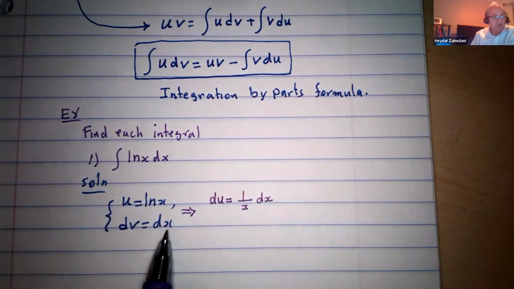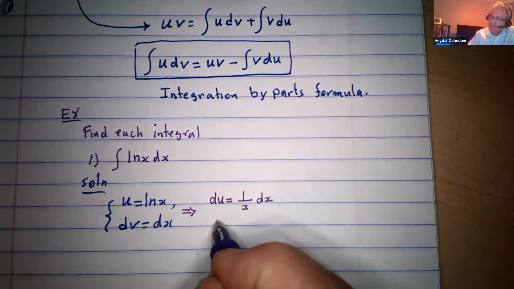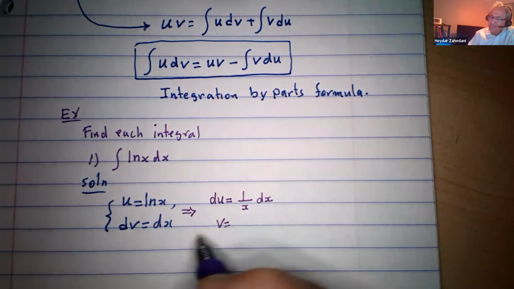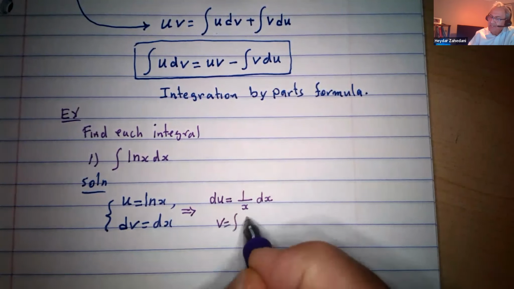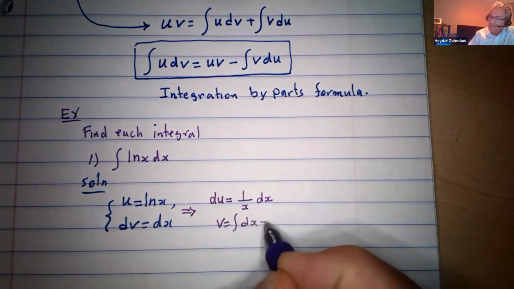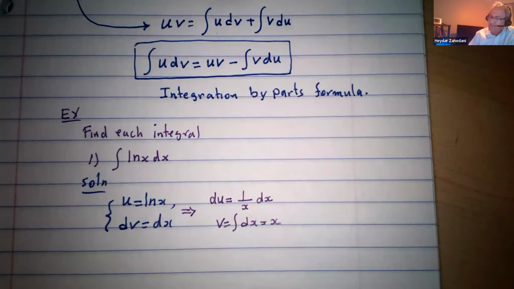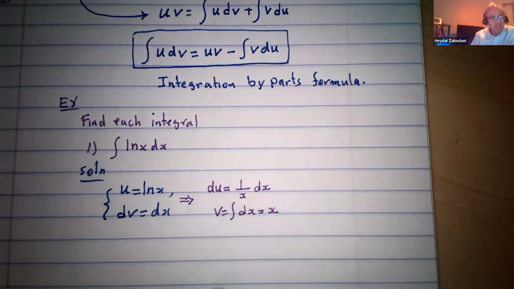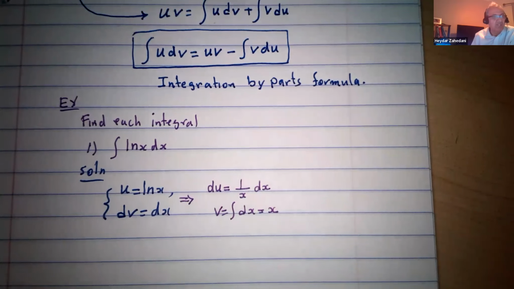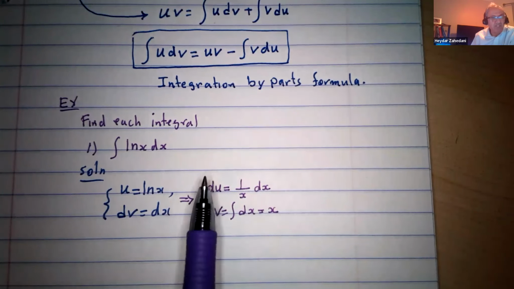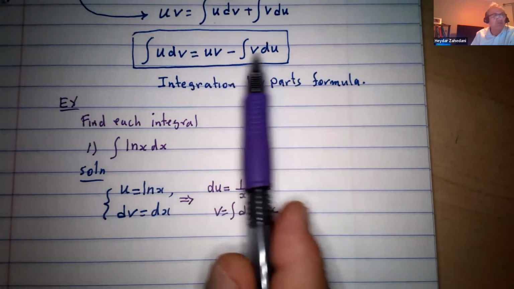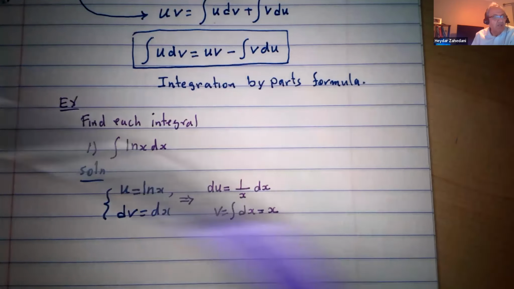Over here, you integrate. When you integrate, that gives you v equal to the integral of dx. Integral of dx would be x. In general, it's x plus c, but we don't use the c. We need only one function of x. Even if you use it, they will cancel out when you substitute. So why not? We are not going to use it.